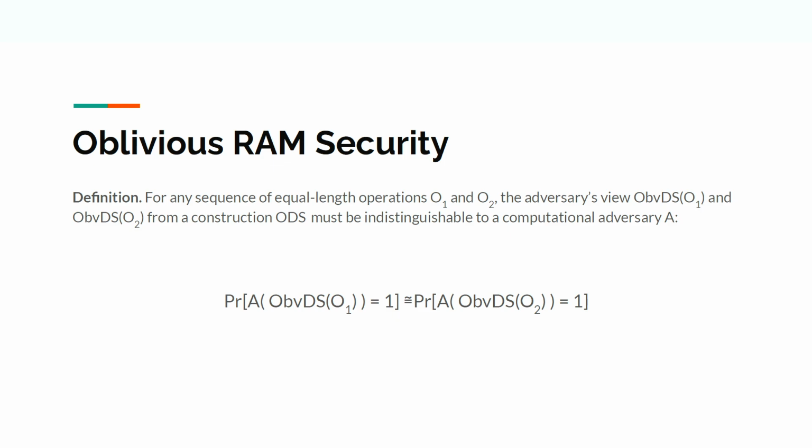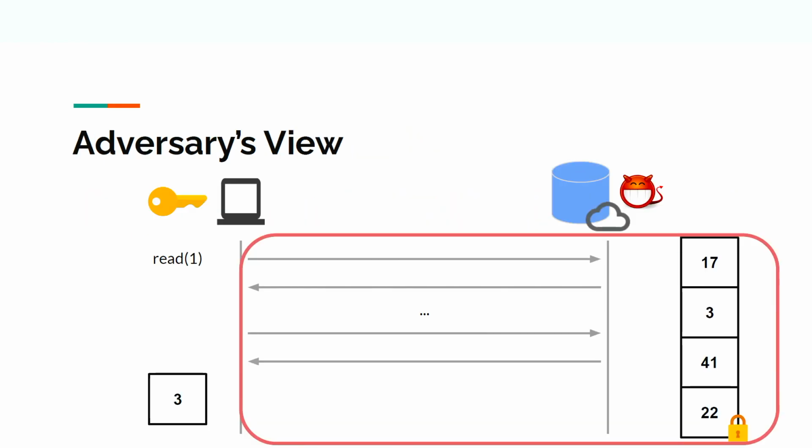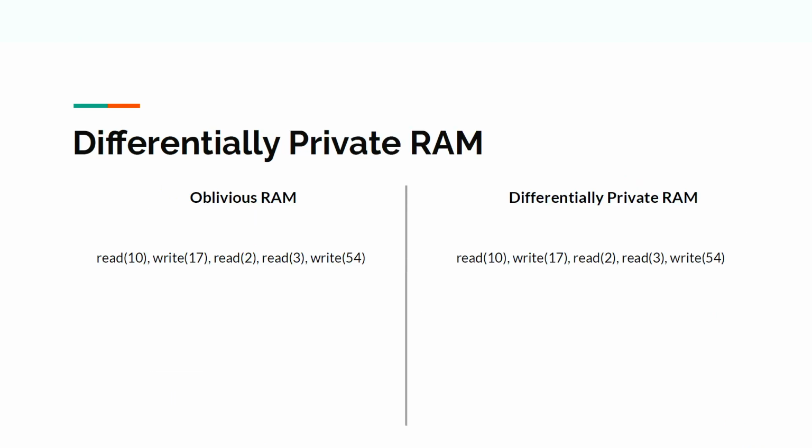And when I say adversary's view, I want to make it clear what it exactly means. So here's the adversary's view in red. It contains everything that the server stores in its memory, and it also sees all the communication between the client and the server. What the adversary clearly does not see is the private key or anything in the client storage. All right, so that's an oblivious RAM.